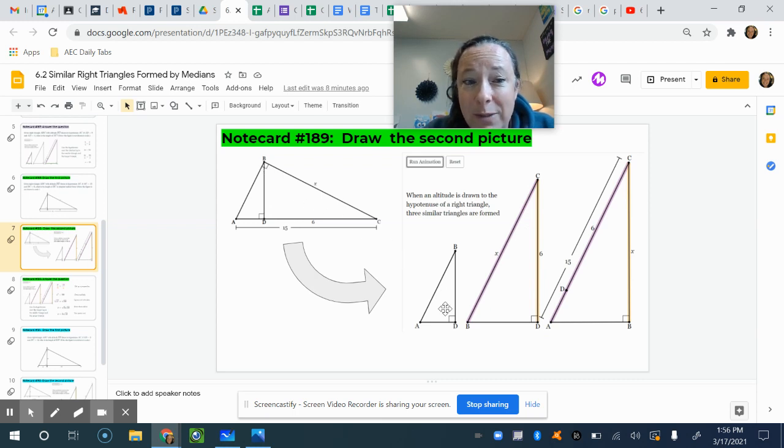And the small triangle on this one, I don't know anything about, but it's here, and I realize that they're all similar. This is difficult. Do you see what I'm doing? Do you see why there's orange and orange on the 6 and X? Because both of those are the long legs of those right triangles. Do you see why there's purple on the X and the 15? Because both of those are the hypotenuse of the right triangles. Pause me and finish up this second picture, note card number 189.